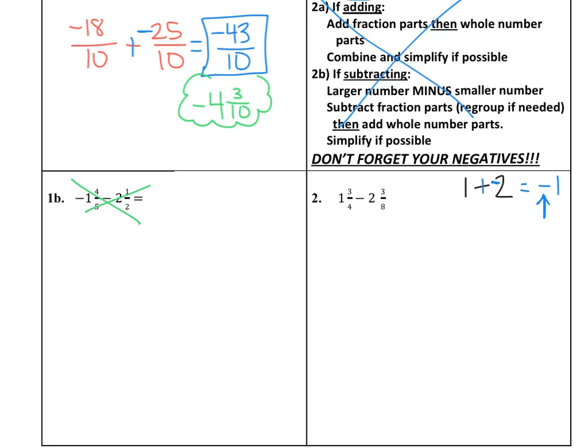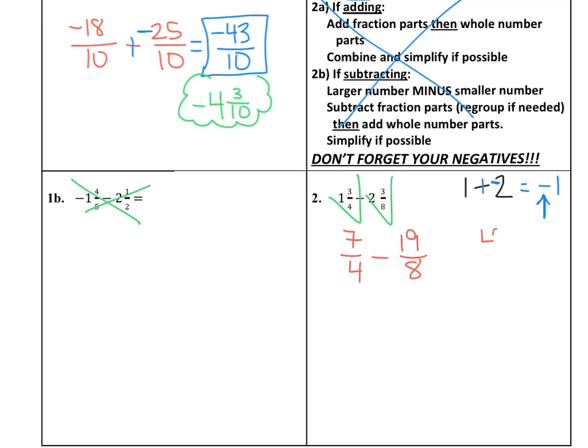Now let's go back to the actual problem. We're going to start with those improper fractions. 1 times 4 is 4, plus 3 leaves us with 7/4, minus 2 times 8 is 16, plus 3, 19/8.